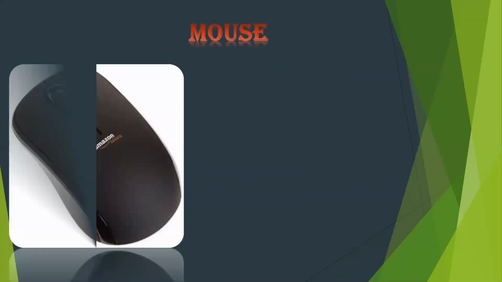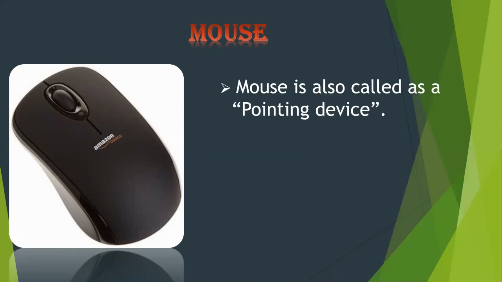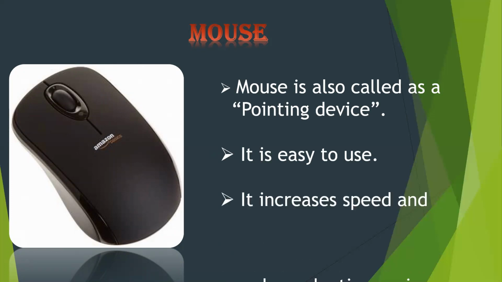Now, moving on to the next part, that is mouse. We use our finger to point at things. Similarly, a computer mouse also points on various objects on computer screen. So, it is called as a pointing device. In order to make our work easier or to work with speed, a pointing device is required. It is very easy to use. It increases speed and makes selection easier.